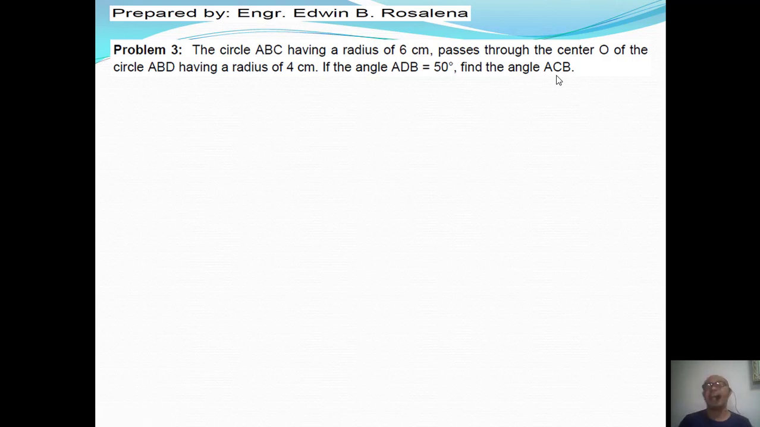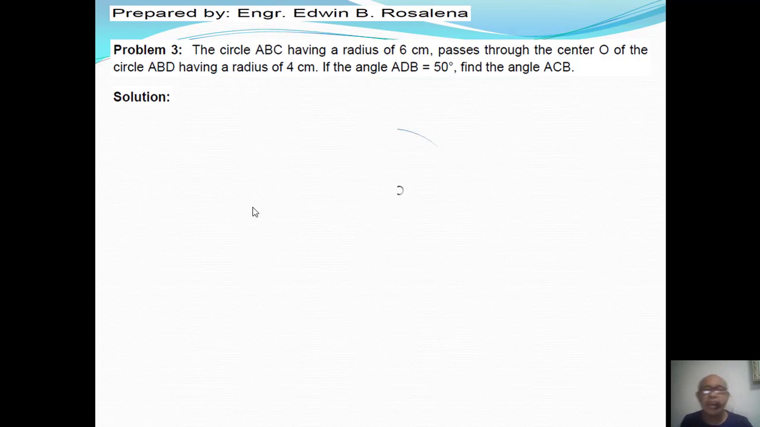Again, we have letters there: A, B, C, D, O. Let us plot them. That is the first step: read, understand the problem, plot, and draw the given so that you can analyze the problem. So you have a circle named ABC, and then we have also a circle named ABD. Of course, the AB in the first circle is the same as the AB in the second circle.